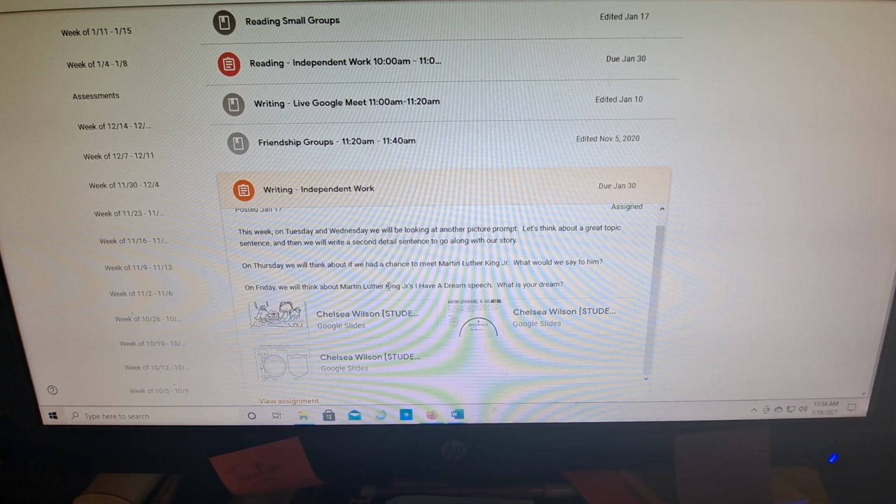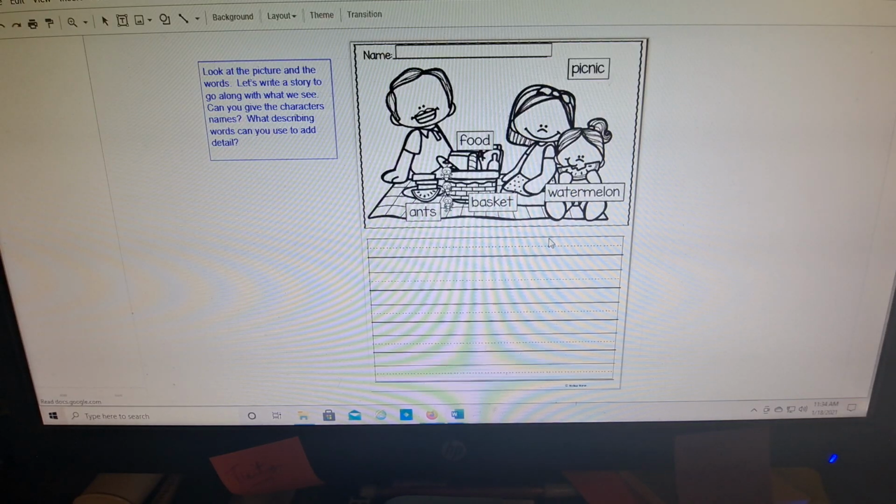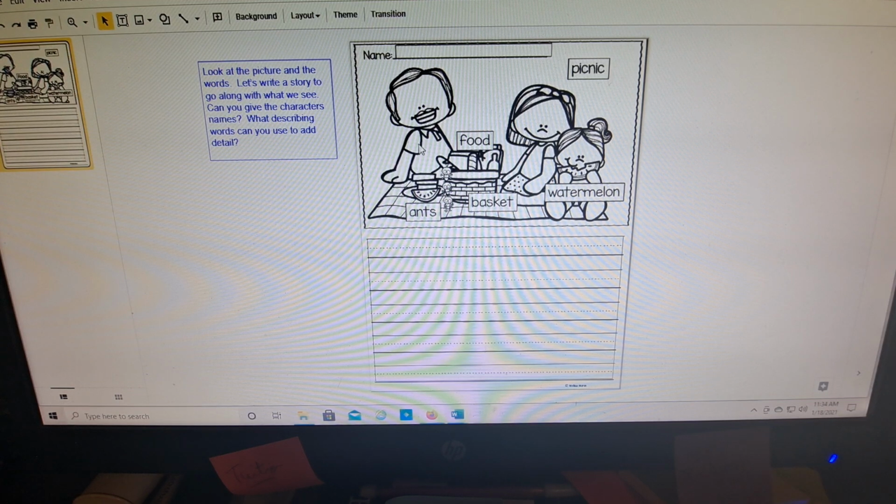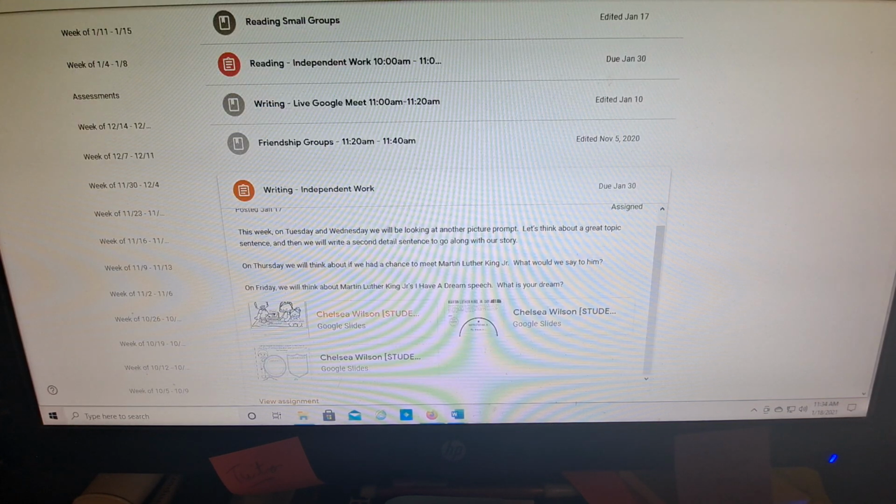We're working on the topic sentence, and we're good at that. Now we want to start writing some detailed sentences to go along with them. So that's this picture prompt here. It's got a picture and it has words in the word bank. We're trying to be creative, maybe name our characters, say where we are, think a little creatively about what's going on in the picture, what might have happened or what's going to happen. So that's our writing prompt. We'll work on that Tuesday, Wednesday.